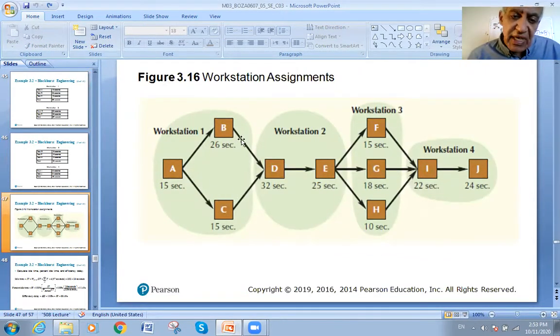This is station A, B and C; D and E, another station; F and G and H, station 3; I and J, station 4. I know it from two things. I know it from the result of phase 1, which I rounded and made it 4 stations, which was 3.51.